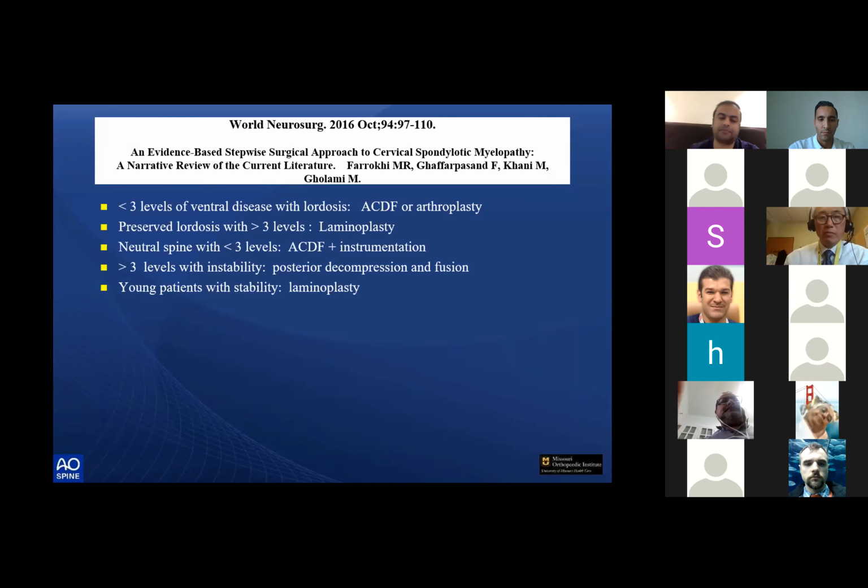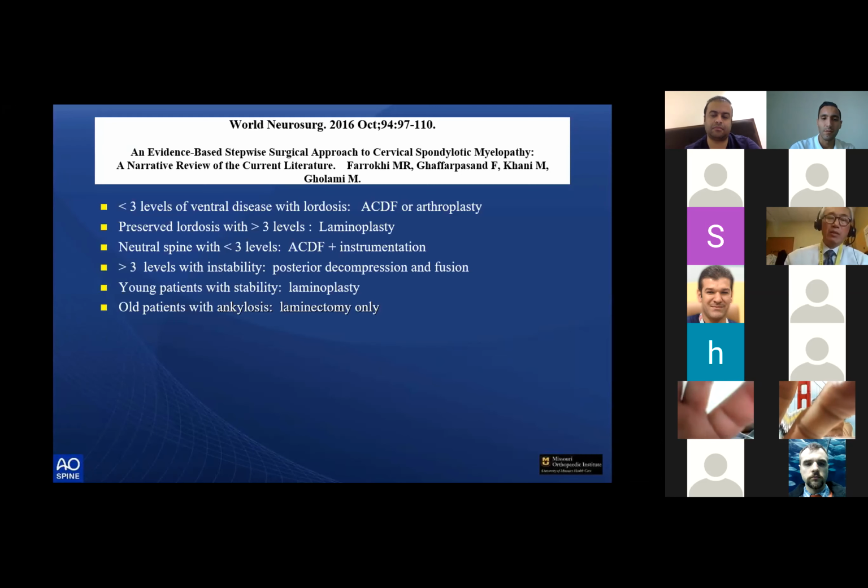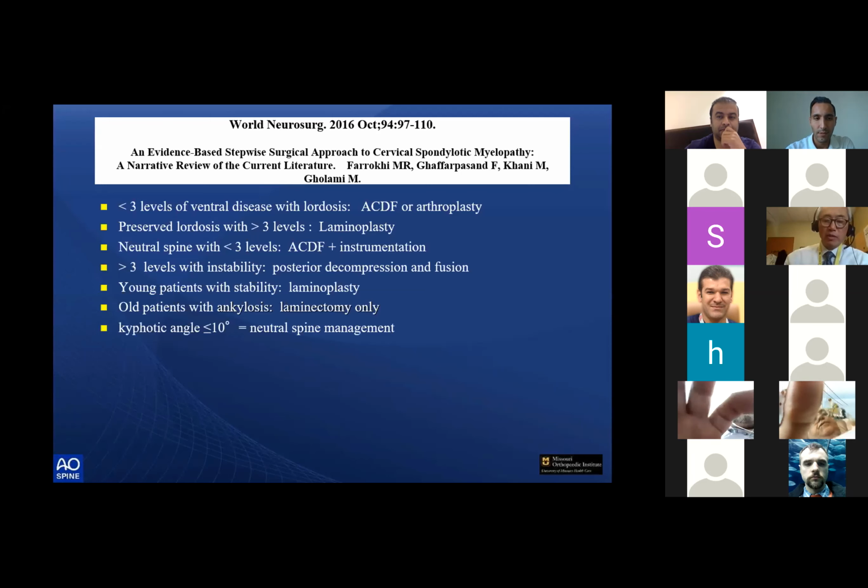Greater than 3 levels, or instability, you've got to fuse. Young patients with stability, you don't have to fuse; laminoplasty is great. Older patients with ankylosis, I think we don't talk enough about the fact that laminectomy alone can be helpful. I know it's out of vogue and people don't do it as much, but in some of my older patients who are already ankylosed with no motion, if they only have 1 or 2 levels of decompression needed, that's a great operation.